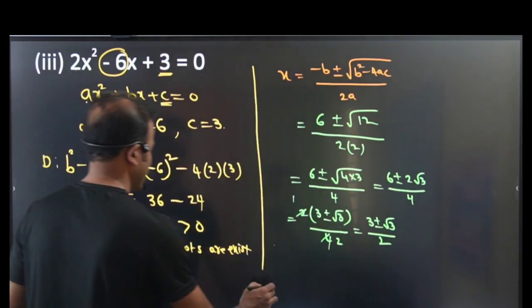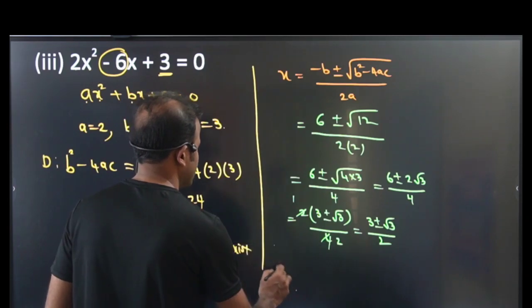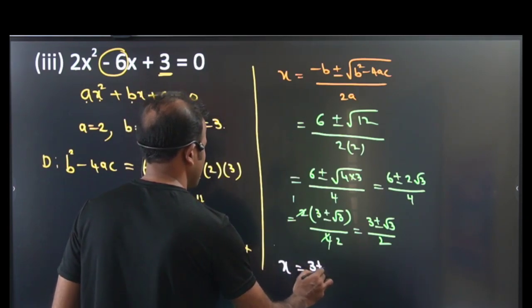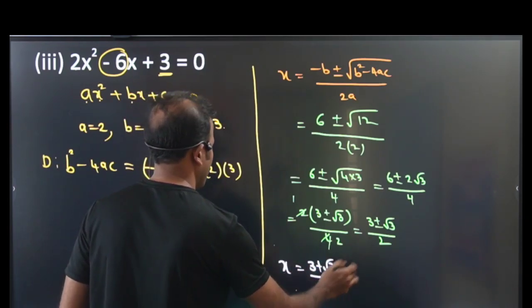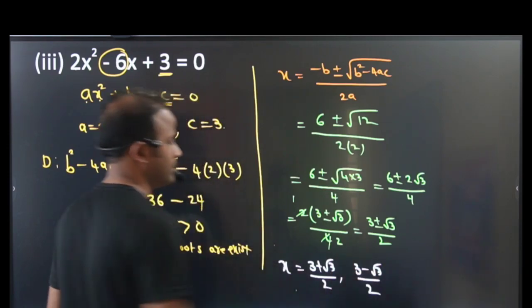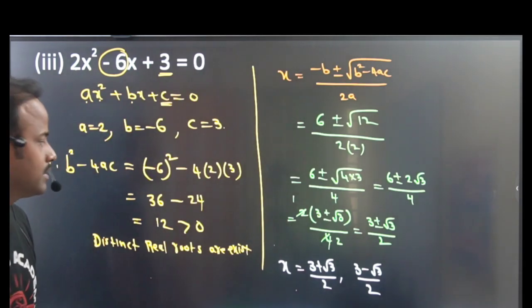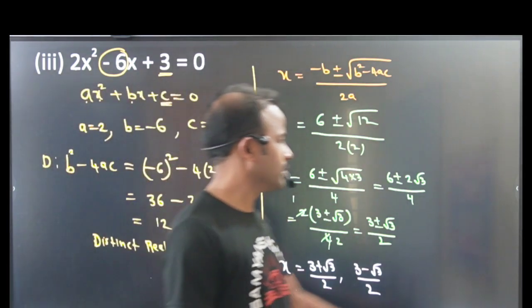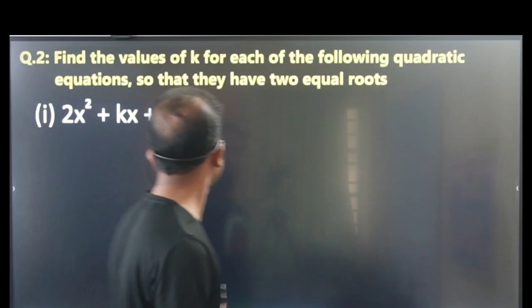Now one root, you can write like this: x equal to 3 plus root 3 by 2. Okay. And the other one is 3 minus root 3 by 2. Okay. So in this way you have to do. Move on to the next question.